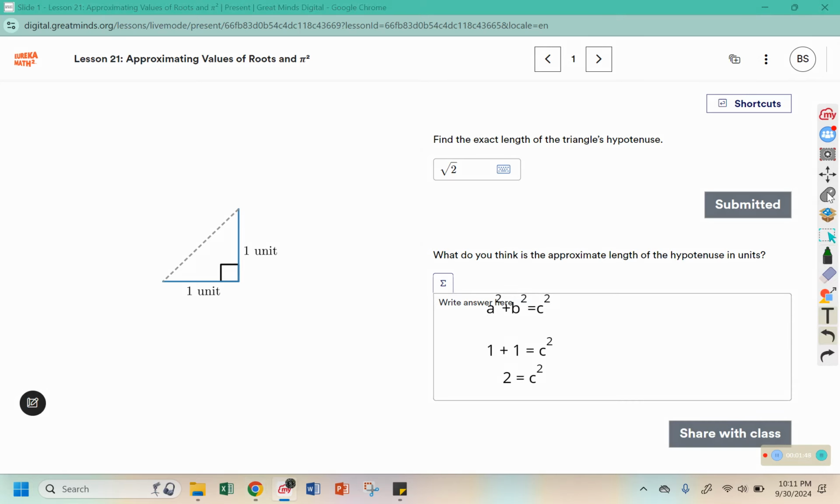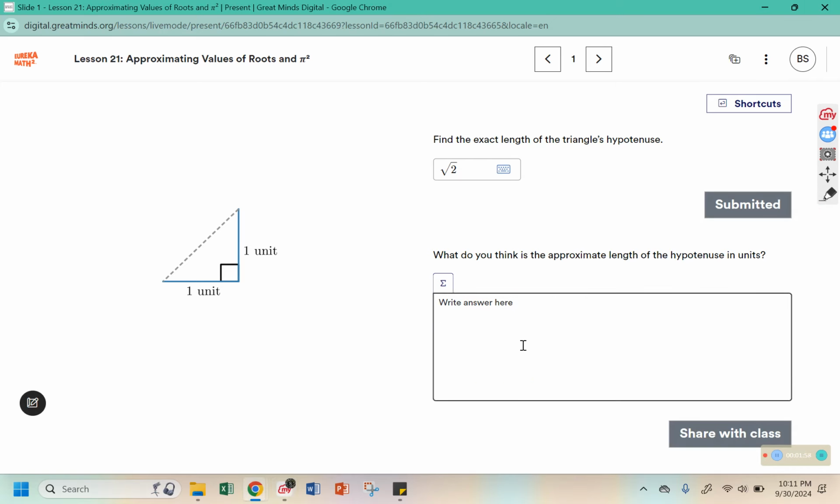Then it says, what do you think the approximate length of the hypotenuse is? The square root of 2 falls between 1, because 1 squared is 1, and 2, because 2 squared is 4.